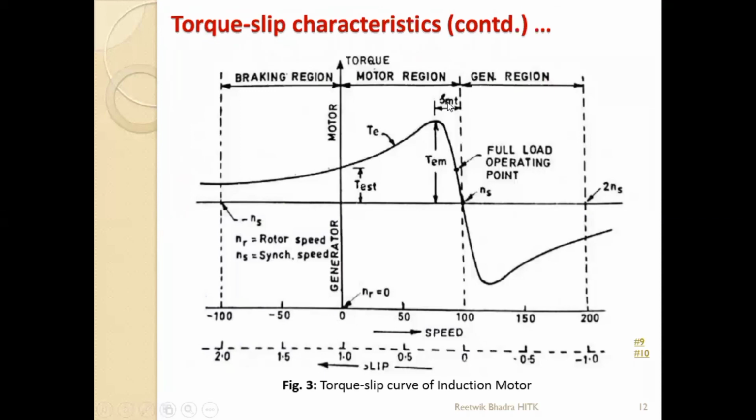This has a derivation. Tomorrow's next class, Wednesday's class, will discuss this. What is SMT? What is this value? We are discussing the characteristics, and at this point, since torque occurs at maximum, the slip at maximum torque is known as SMT. Slip at maximum torque. MT means maximum torque.